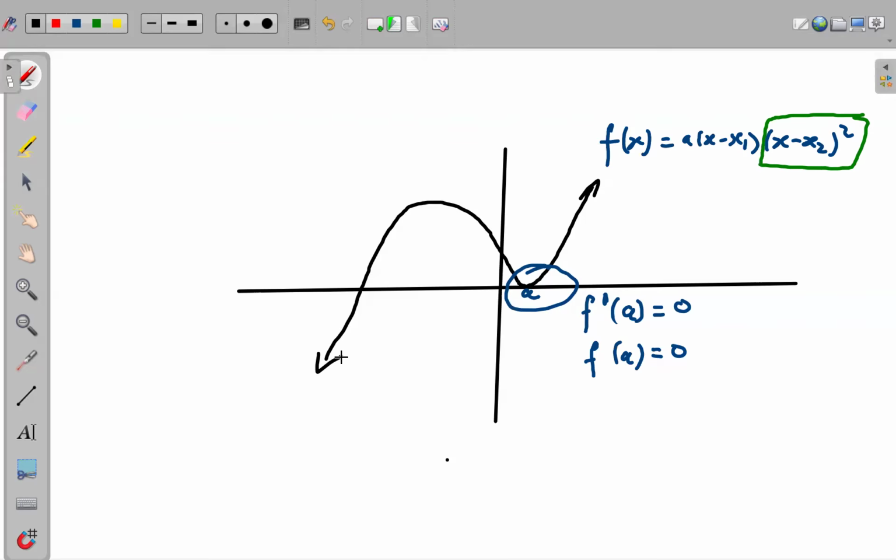Or just beware, if factorization is not your thing, just make a mental note that, hang on, for the same x value, I got 0 when substituting into the derivative and the original. That x value must be at a stationary point. I just thought I should make you aware of that.